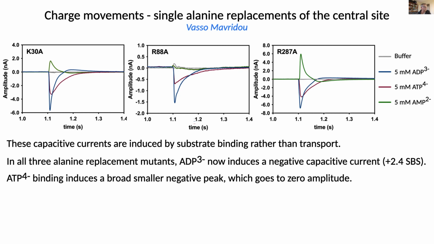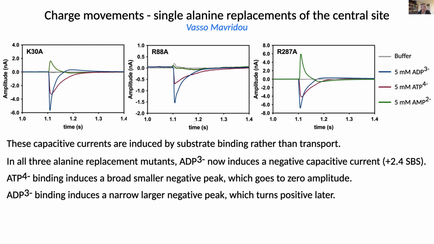The other thing we see is that ATP binding induces a smaller but broader negative peak, it's not a peak, it's a capacitance current, which goes to 0 amplitude after about 200 milliseconds. For ADP, what we see is a sharper, narrower peak that is larger than that of ATP. And you see that it goes positive later. And actually, it reminded me of the binding profile that was shown by Andre earlier.